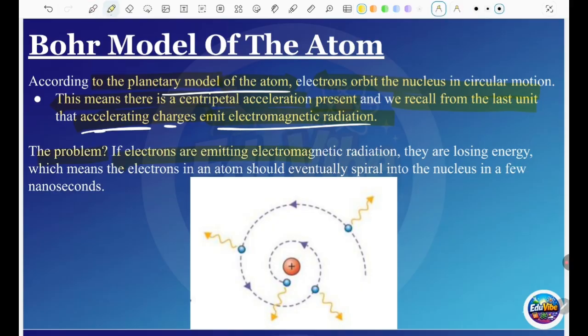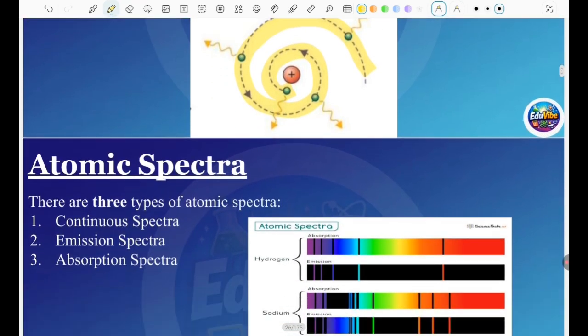So the problem is, if the electrons are emitting electromagnetic radiation, they are losing energy. We also did this in the previous unit: if the electrons are accelerating and emitting electromagnetic radiation, they are losing some energy. That energy topic is discussed more thoroughly by the Bohr model, which means the electrons in an atom would eventually spiral into the nucleus in a few nanoseconds. That is just the introduction of the Bohr model. We will discuss this topic in the next lesson with more of the theory.